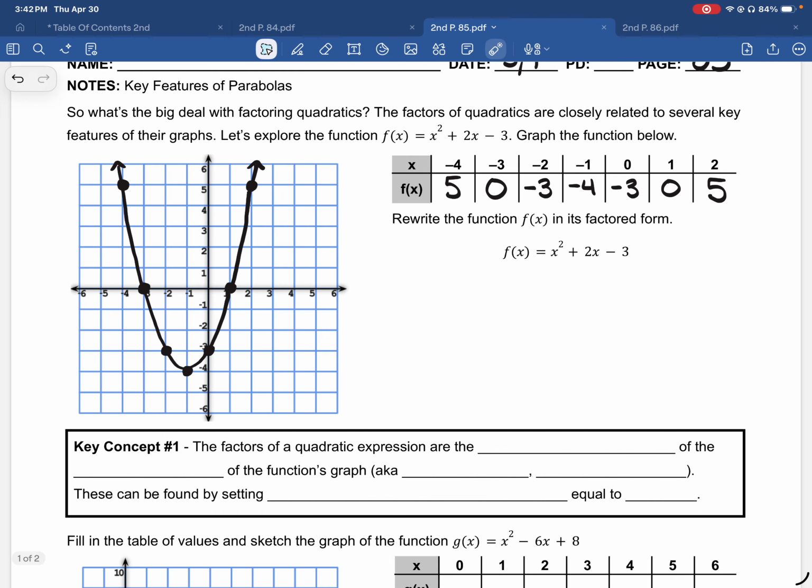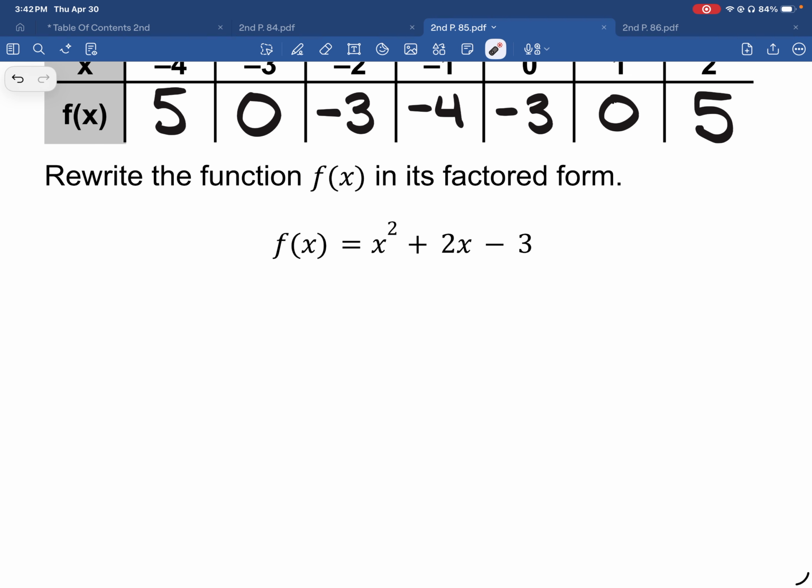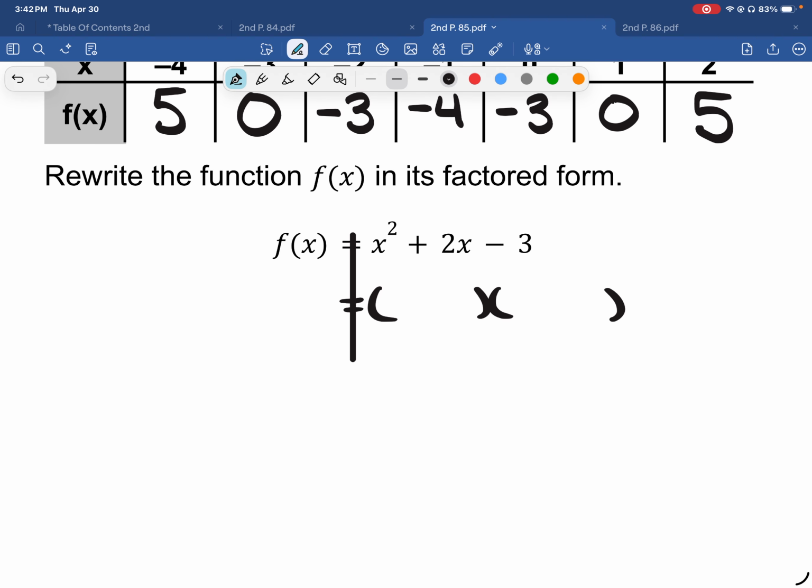So, next little part of this exploration before we get to our first key concept says, rewrite the function in its factored form. Well, let me go ahead and factor this guy. Factors of -3 that add to +2 would just be x plus 3 and x minus 1.